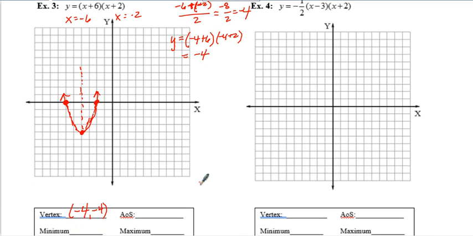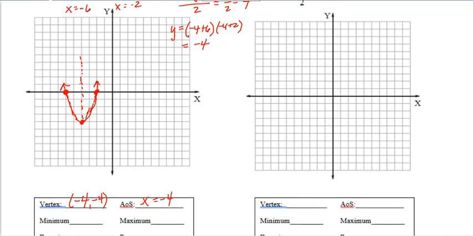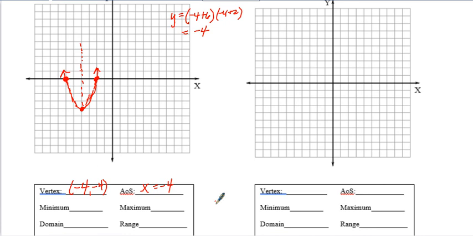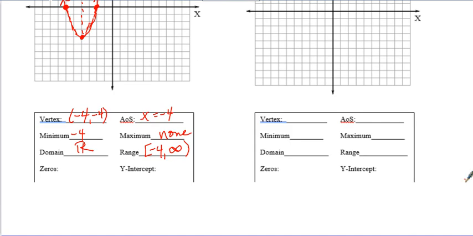Let's take a look. Axis of symmetry, that's this little line that cuts us in half. That's x equals negative 4. Min max, I have a min, not a max. A min of negative 4. No max. Domain, like I always have, of all real numbers. Range bottoms out at negative 4 and tops out at infinity. Zeros, I've already determined that. I got those straight away. Zeros of negative 6 and negative 2 were immediately determined.